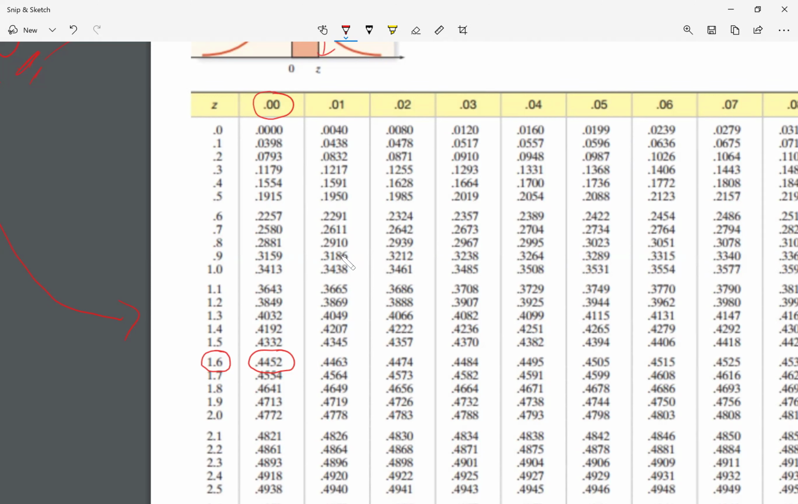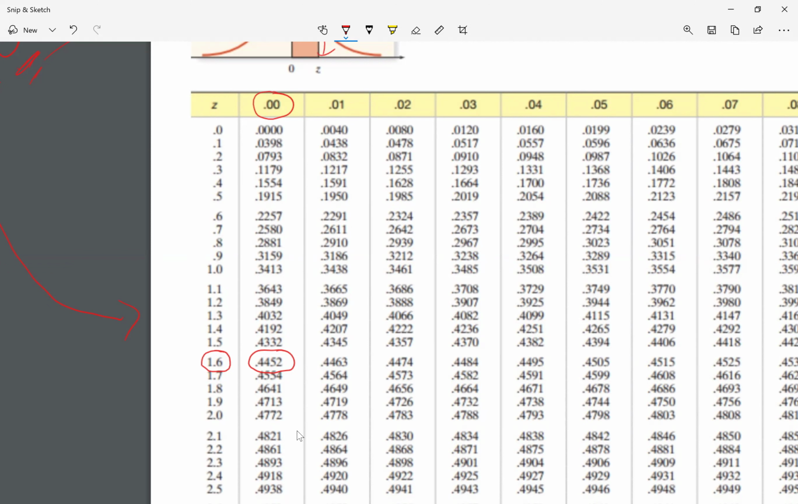Now this is the probability, the area under the graph from the center, so from the mean to the value we're calculating. If my z-score is positive, I go to the right of my center. If my z-score is negative, I go to the left of my center. But my probability here is going to be 0.4452. That's not quite my answer. That's a value that I have here.